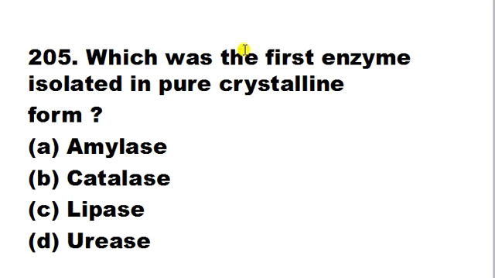Which was the first enzyme isolated in pure crystalline form? A. Amylase, B. Catalase, C. Lipase, D. Urease. Its correct answer is D. That means the first enzyme isolated in pure crystalline form is urease, and it was isolated from the jack bean.